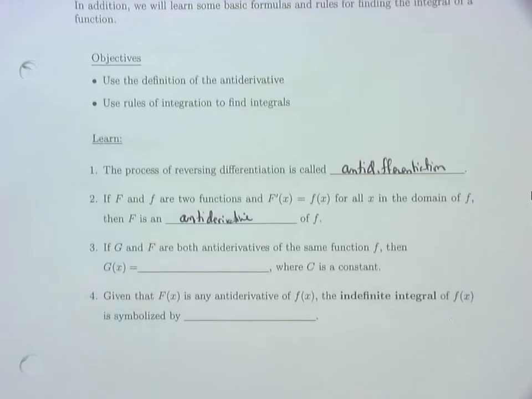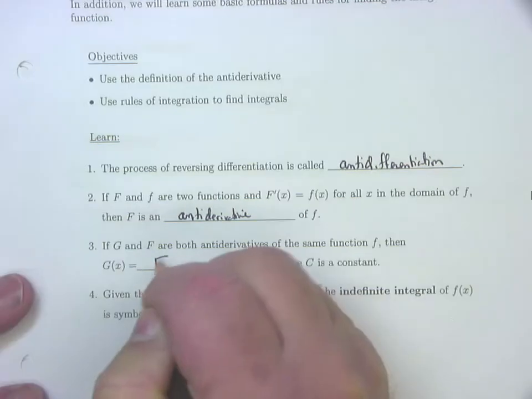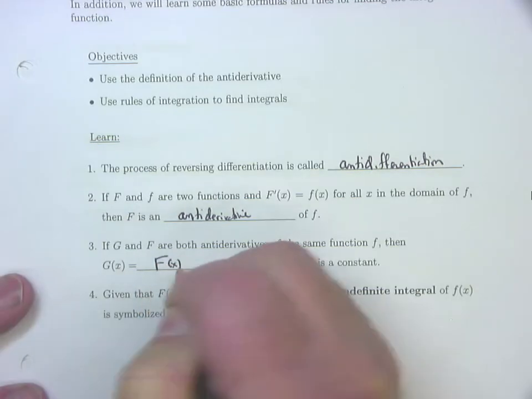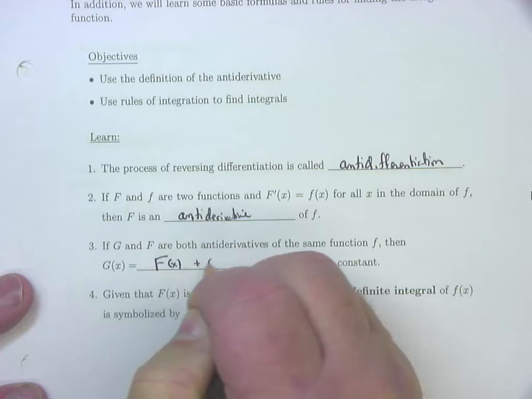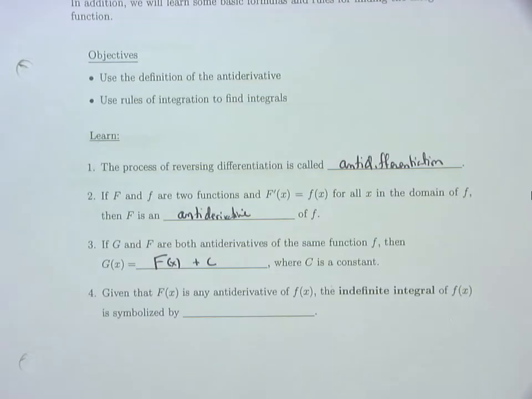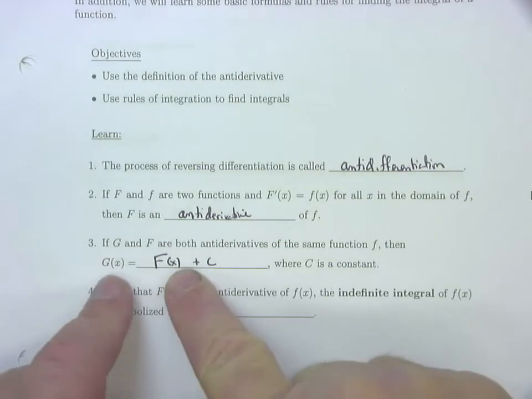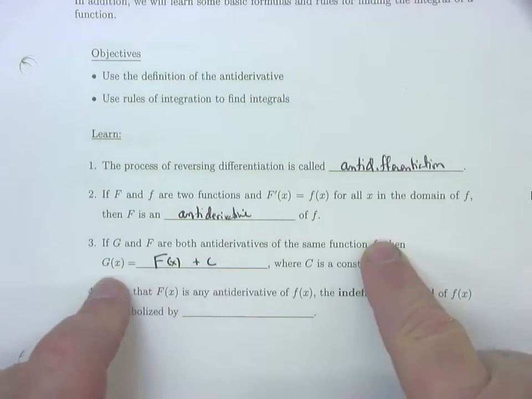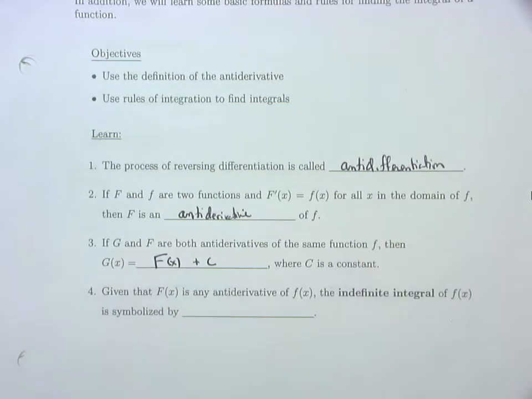If big G and big F are both antiderivatives of the same function, then big G of x will be equal to big F of x plus c. See, here's the deal. When you integrate, you can get the same function back, but you've got plus c. If they're antiderivatives of the same function, the only way this can happen is if they differ by a constant.